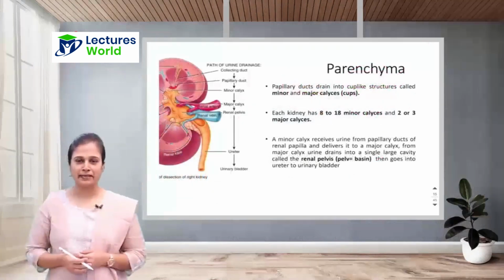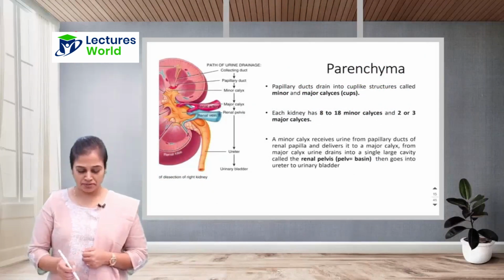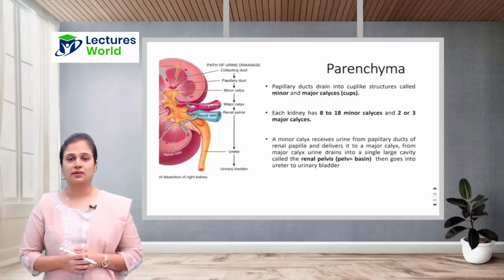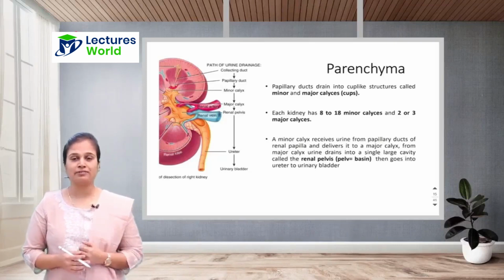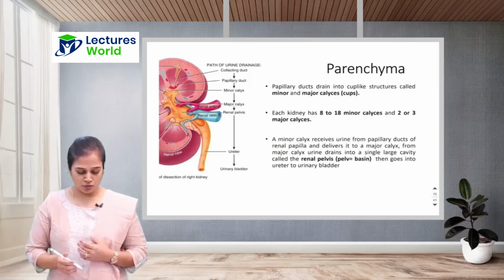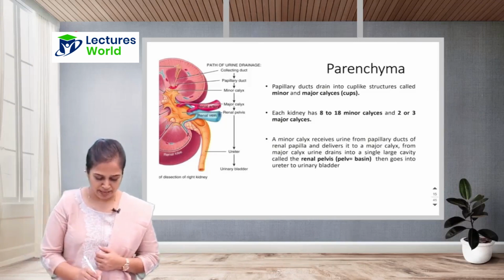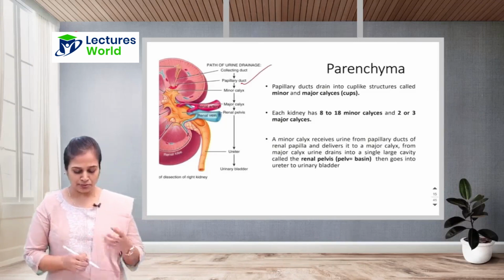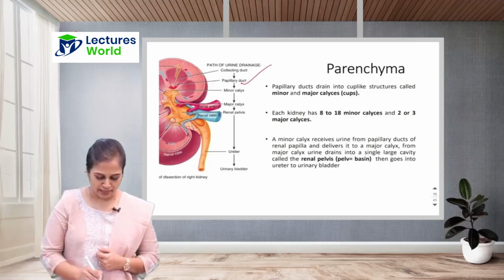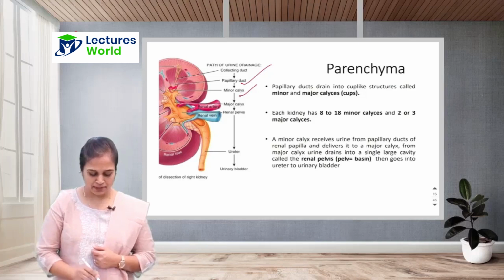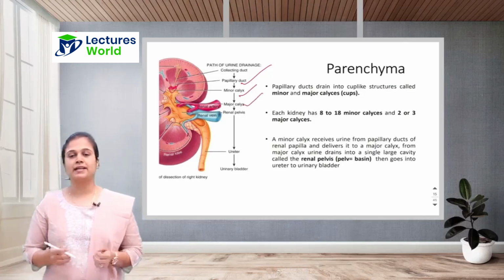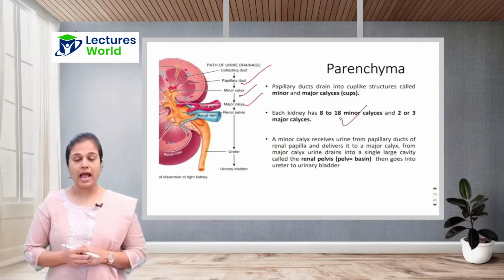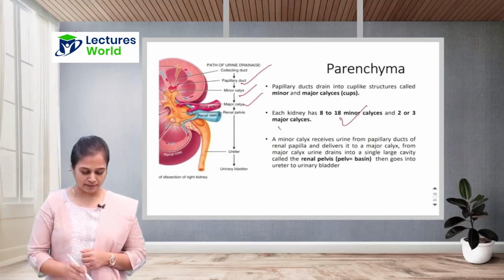Talking more about the parenchyma, the papillary duct drains into cup-like structures called the minor and the major calyx. The meaning of calyx is like a cup. So you can see in the image, from the papillary duct, the urine drains into the minor calyx. These are the minor calyx. Then from the minor calyx, it drains into the major calyx. Each kidney has 8 to 10 minor calyx and 2 to 3 major calyx.